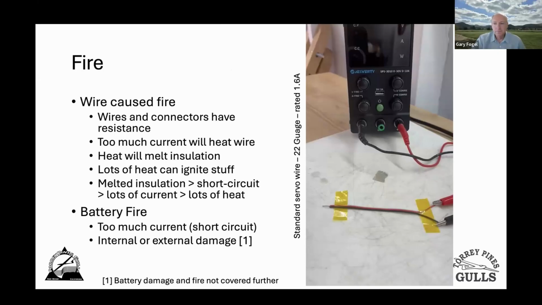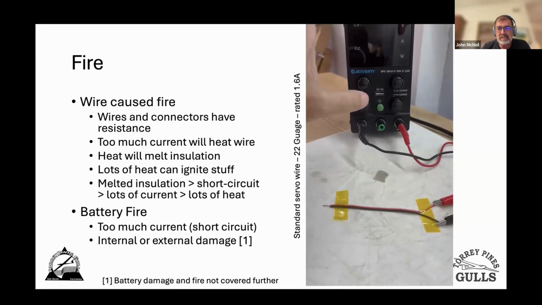Thanks. Okay, so let's talk about fire. So wires have resistance, as we've discussed. Connectors have resistance. If you get too much current, it heats it. If you heat it enough, it'll melt it. If you melt it well enough, you'll short it, and then the current will go way up because these batteries can do a lot of current.